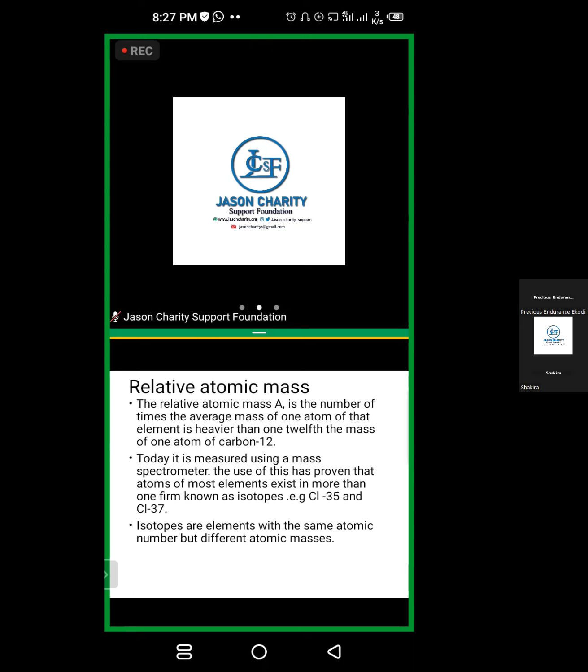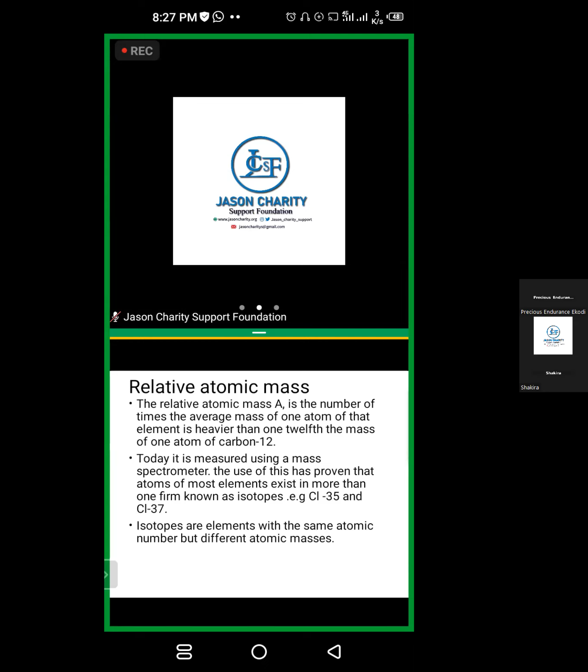Now, the use of these has actually proven that atoms of most elements exist in more than one form, which is known as isotopes, as we discussed earlier. Now, we have an example here of chlorine 35 and chlorine 37. Now, if we do know our periodic table well, we would know that chlorine has an atomic number of 17. But here it can have an atomic mass or mass number of 37, or its original form having 35. So the only way we're able to really define and find out that this exists is using the mass spectrometer.